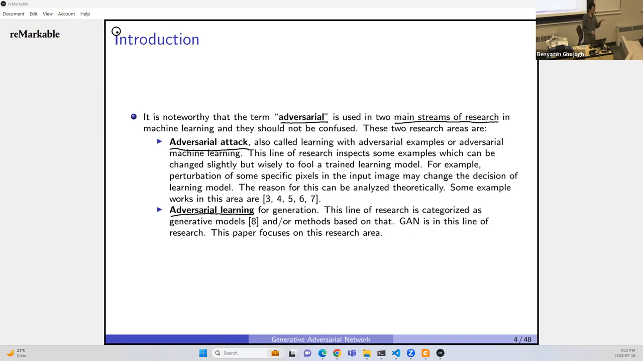Adversarial learning, however, is exactly what we talked about. We have a generator and a discriminator, and they are adversarial to each other. They're competing with each other in an adversarial way. And by this competition, they both become stronger.